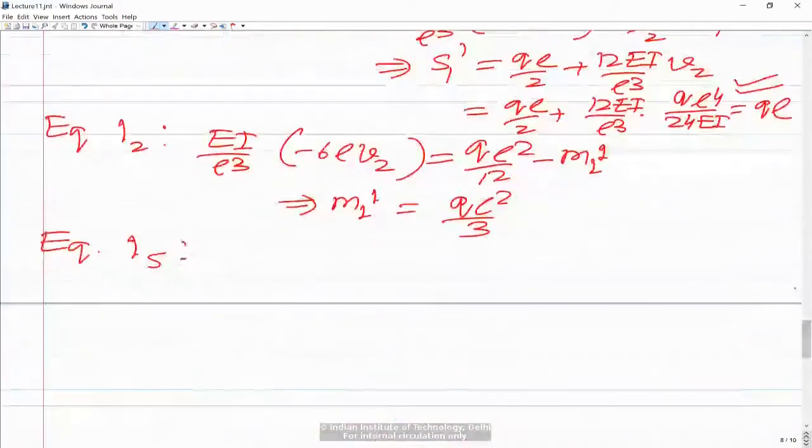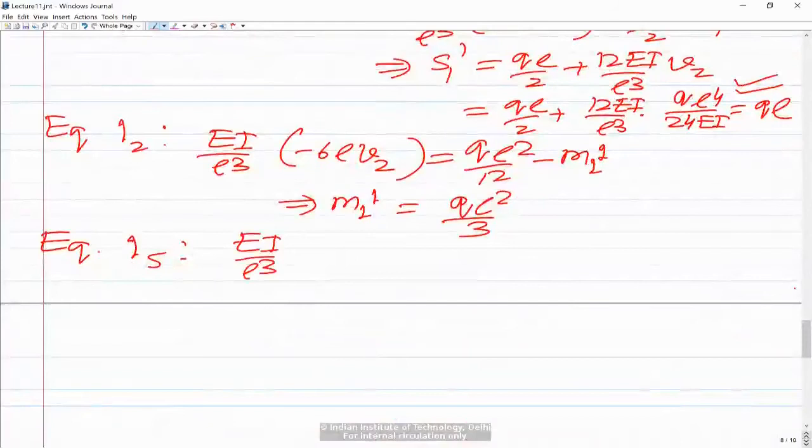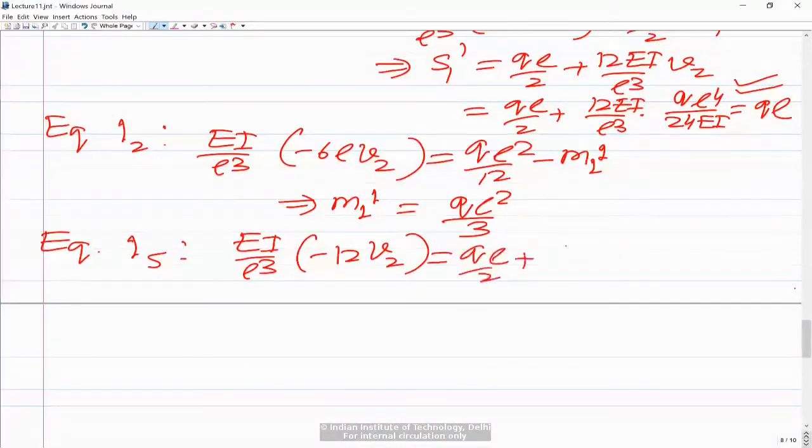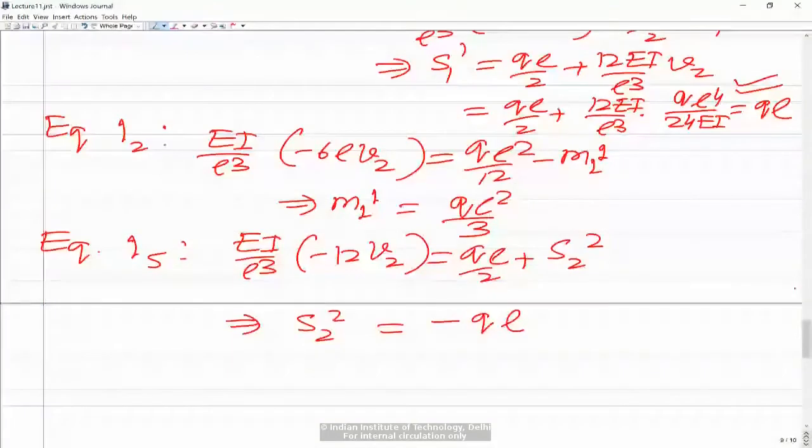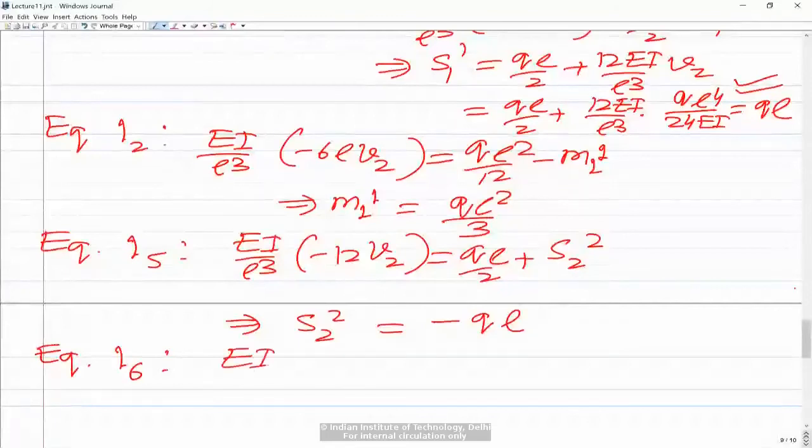So the equation 5 will then give you EI by L cube, which is outside anyway. And then we will have minus 12 into V2 is equal to QL by 2 plus S22. So now if you do the calculation the same way, put in the value of V2 that you have got and then get S22, you will get this as minus QL. And then lastly, from equation 1 6, that is going to give you EI by L cube into 6L.